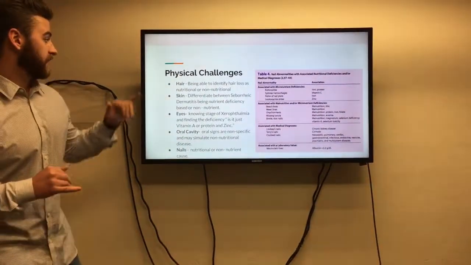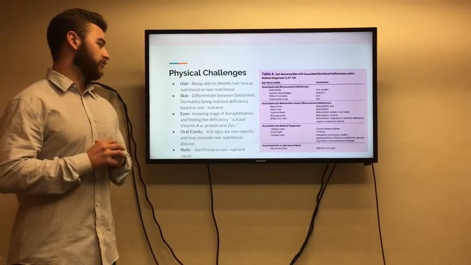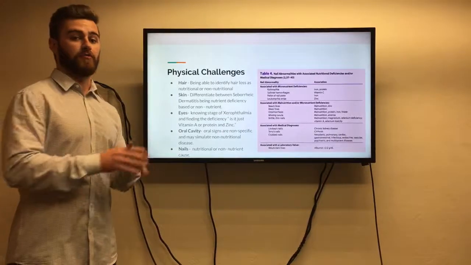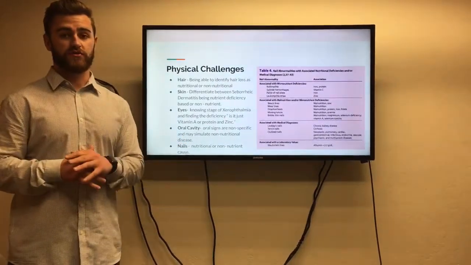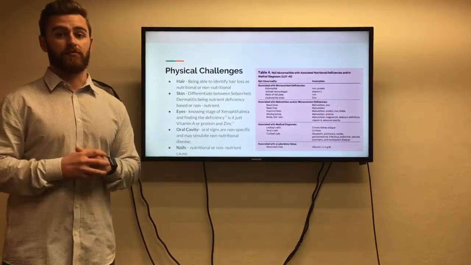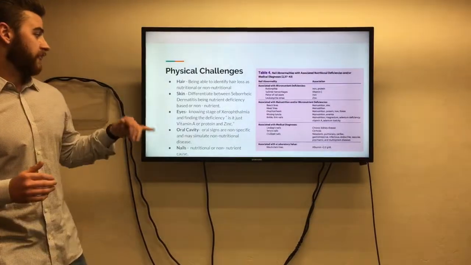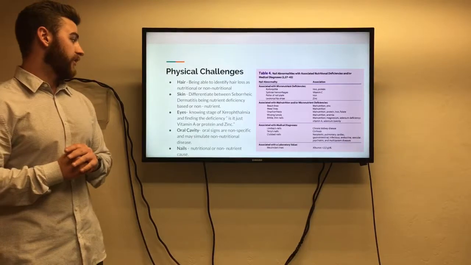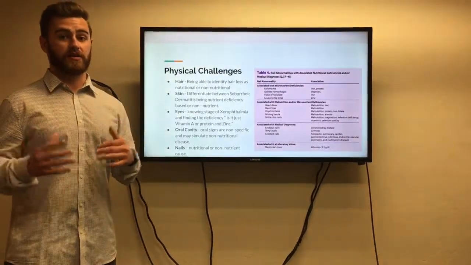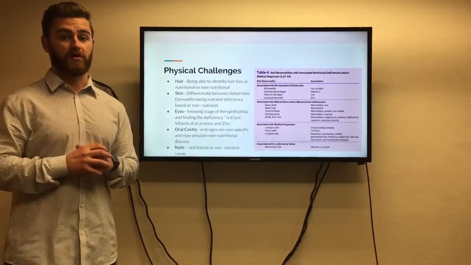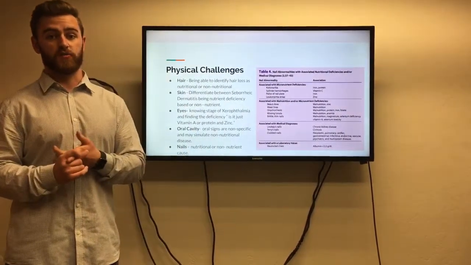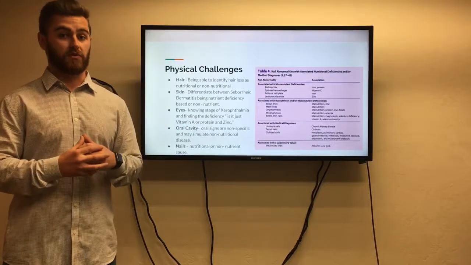Some other things are going to be in the skin, which is going to be having to differentiate between dermatitis, so either it's going to be from a nutritional deficiency or it's going to be from other cases or other problems or conditions. So it's good to assess with a medical team to figure that out. In addition to that, there's also going to be the eyes, which is knowing the stage of the xerophthalmia and finding the deficiency. Like you said before, we have the bumps, we have the redness. So is that just a vitamin A deficiency, or is it protein and zinc as well, which help bring vitamin A from the liver?